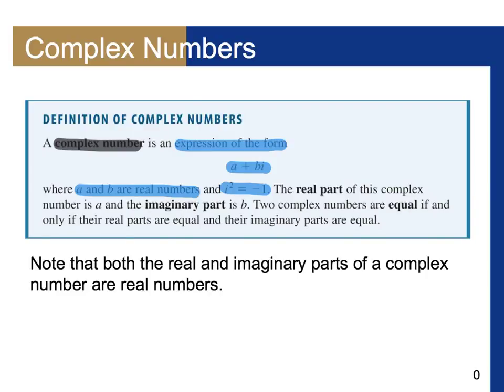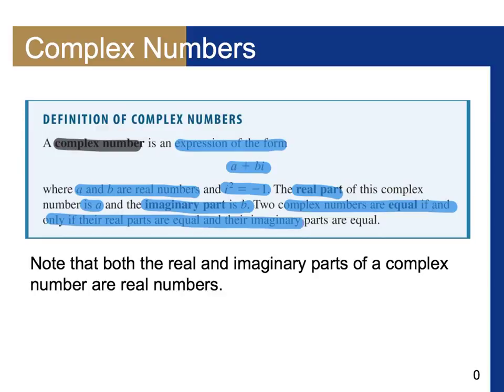Okay, the real part is a. So that's the first real number, that's the a, and the imaginary part is b. So the imaginary part is not bi, it's the part that is not i, it's the part that's times i. Okay, and then we say two complex numbers are equal if and only if their real parts are equal and their imaginary parts are equal. Okay, so we should also note here that both the real and imaginary parts of a complex number are real numbers.